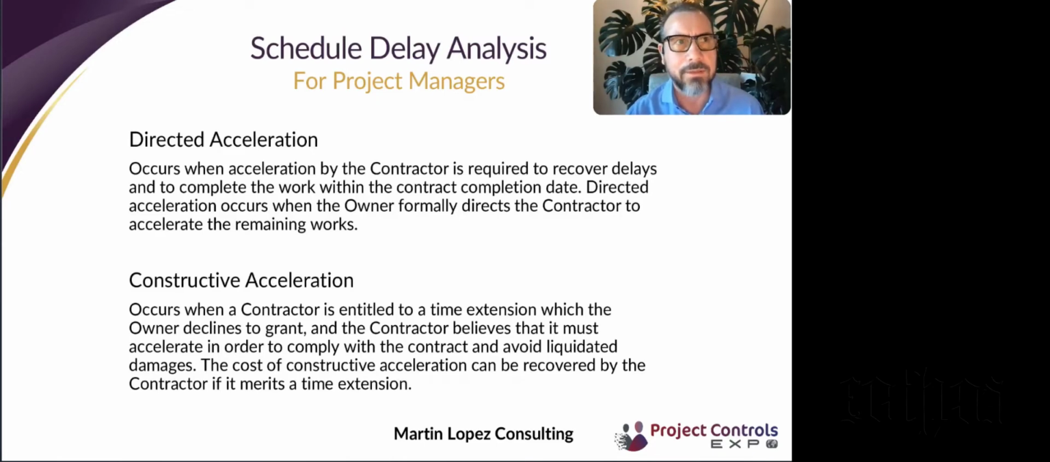The owner decided to direct the contractor to accelerate. And the contractor added more resources, added more subcontractors, and was able to remove the bridge and have access to the ocean so the Navy can go through. So that's an example of directed acceleration.